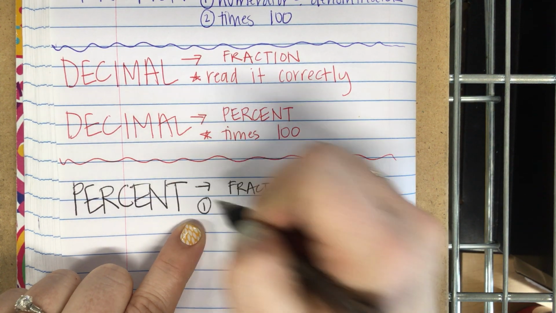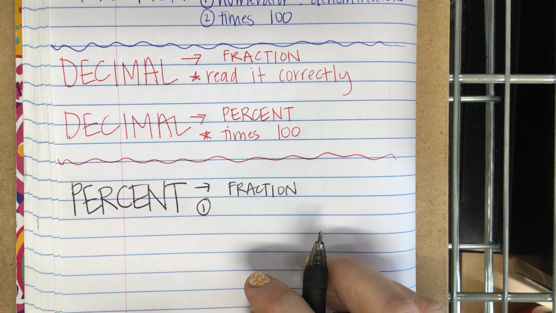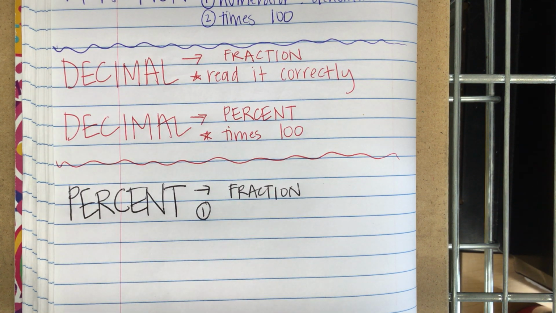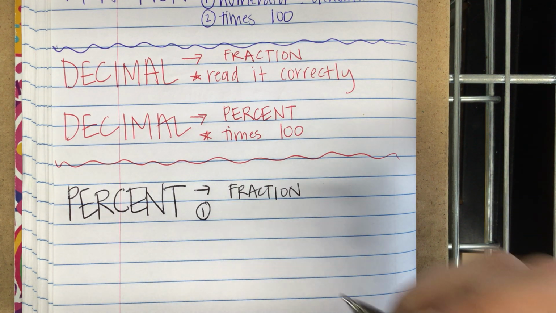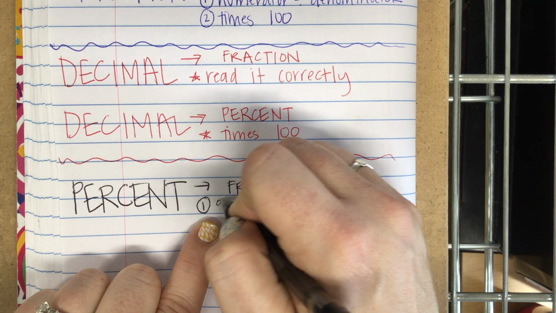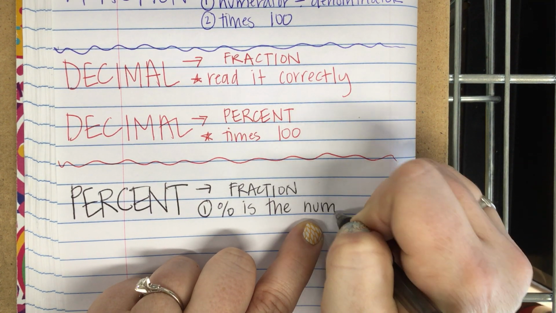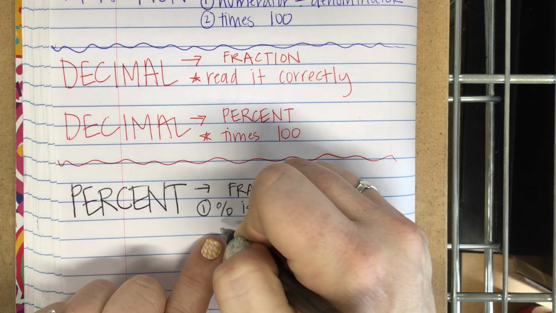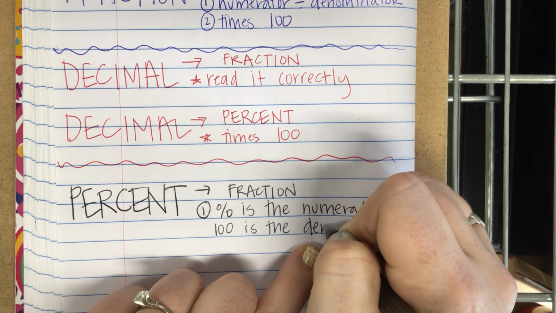The first step, if you have 78%, 78%, what did I just tell you that everything is out of? 100. So what do you do, Maddie? Divide by 100. Or really, not necessarily divide it, right? You make the percent the numerator, and 100 the denominator.